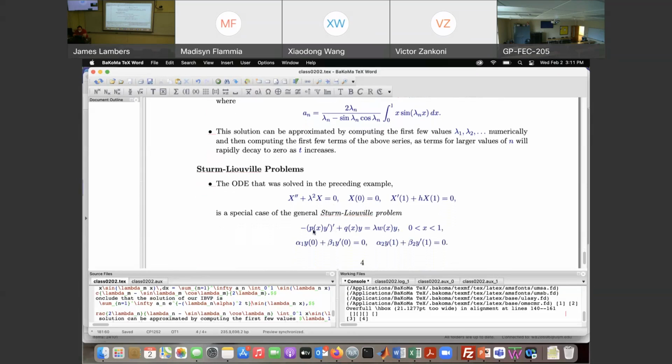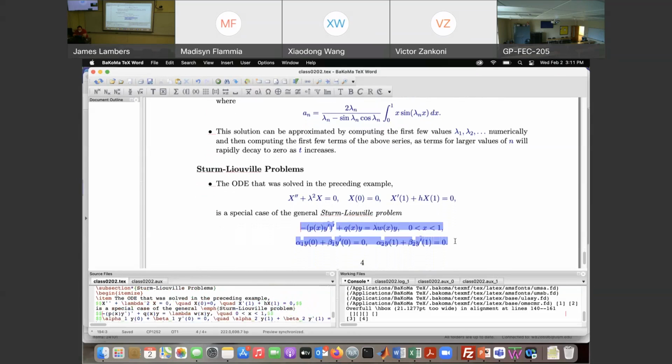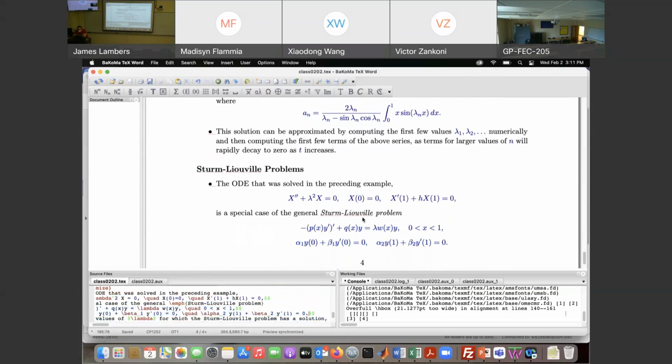On the interval 0 to 1, which is what we worked on before, this is a special case of this kind of problem that's called a Sturm-Liouville problem. So it consists of this ODE in x, and then general boundary conditions. In our example, the coefficient p of x was 1, q of x was 0, and this function w of x was 1.